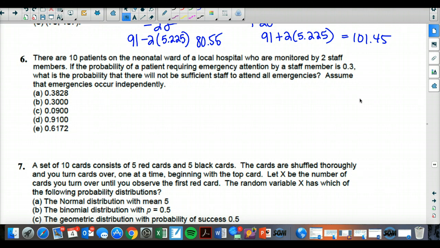Okay, so is this binomial or geometric? Binomial because the number of trials is 10. There are 10 trials, so this is binomial, 10 trials. We know our probability of success is 0.3. So, how many people would be required for there to not be enough people? How many staff are there?